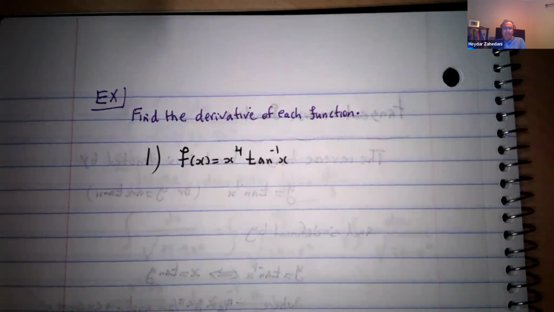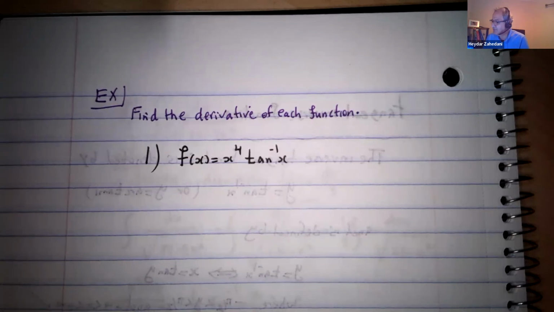Okay, so that is going to be the case. It's a product of 2 functions. The first function is x to the 4th. The second function is what? Is tan inverse of x. So we have to apply the product rule: derivative of the first times second plus derivative of the second times first. Okay, so let's do it.